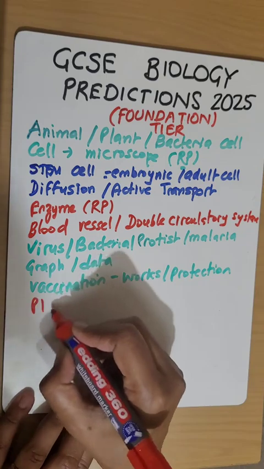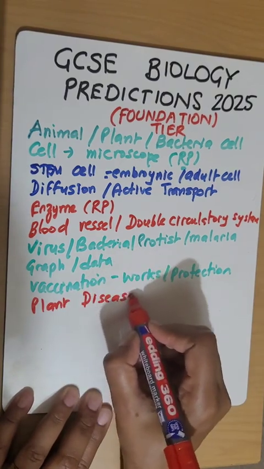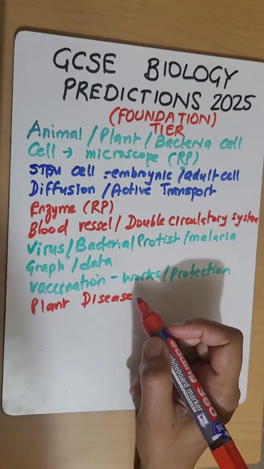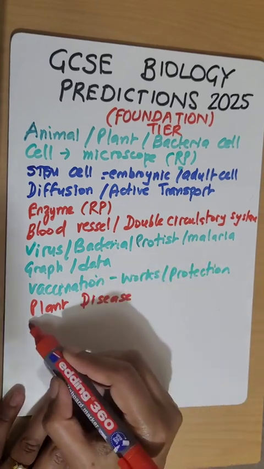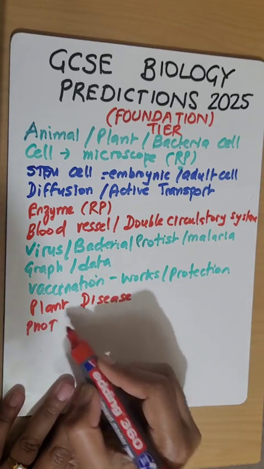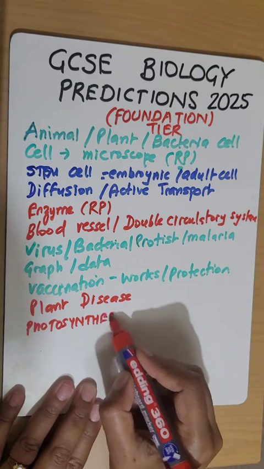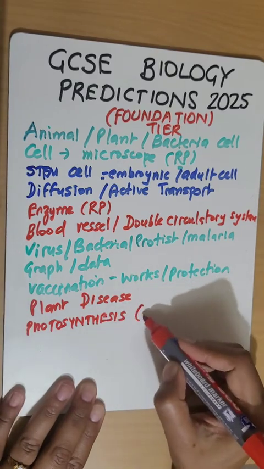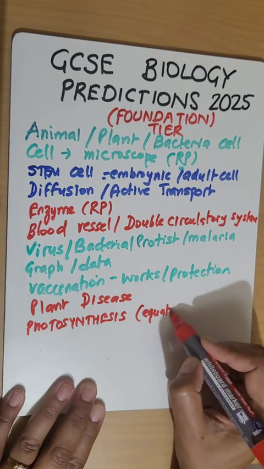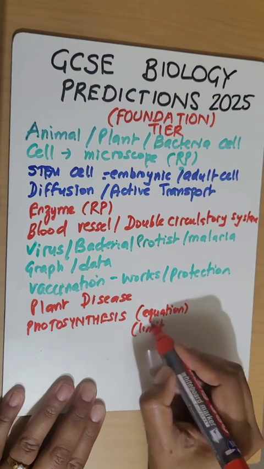Then you've got the plant diseases. So recognize the symptoms. If you're lacking any minerals, what color does it go? What happens to them? The big one, a really massive one, is photosynthesis. Photosynthesis comes up every single year in the exam, so definitely go and look at that. Look at the equation for photosynthesis. Look at the limiting factors.